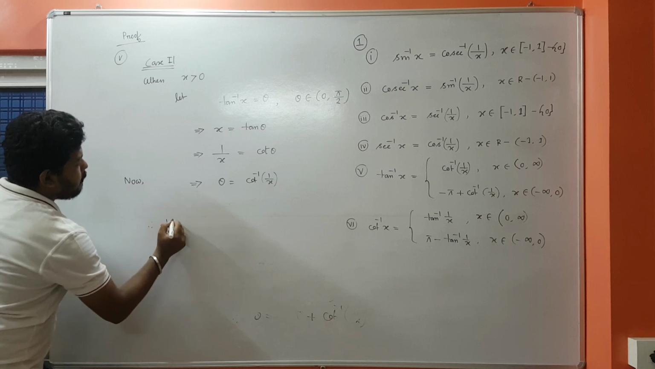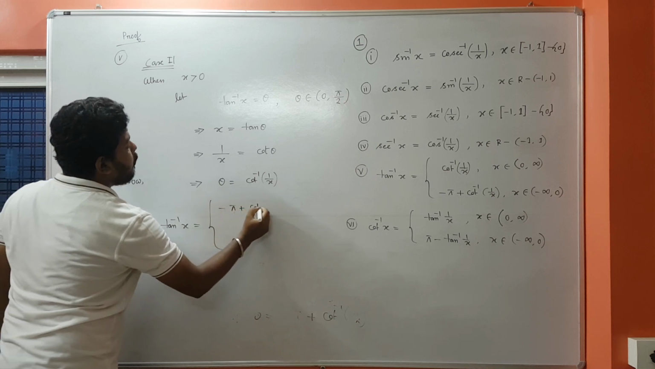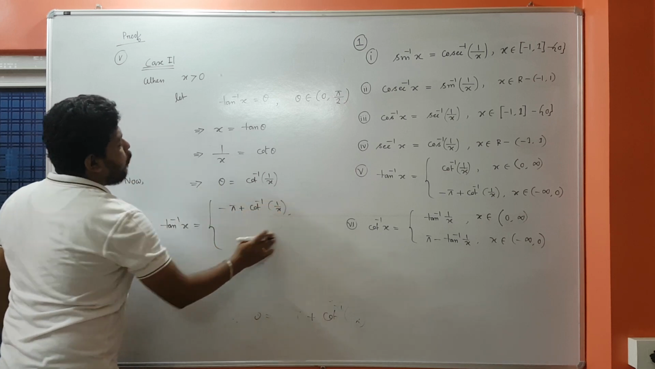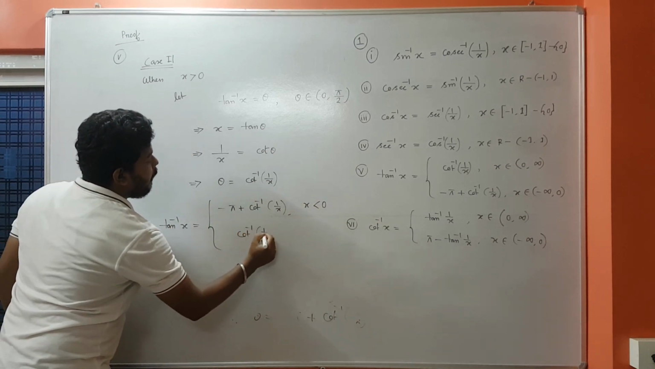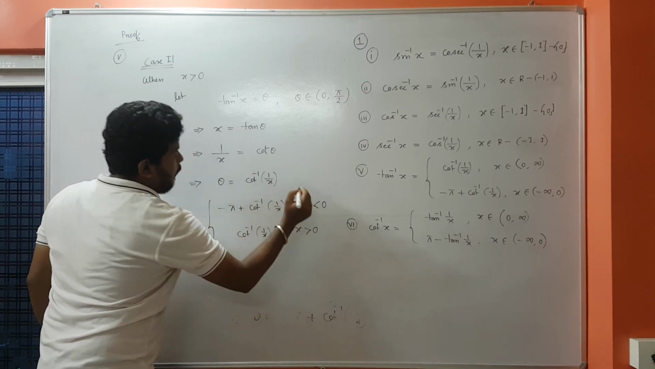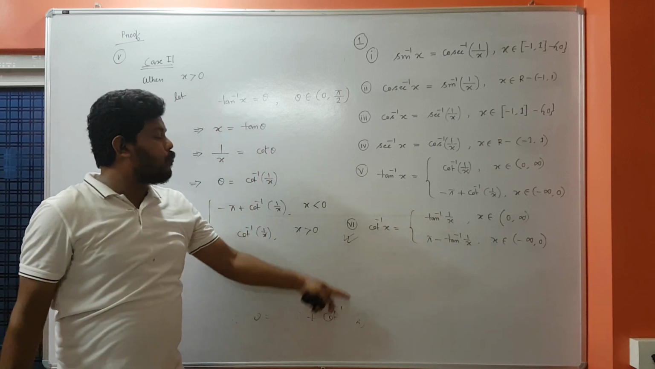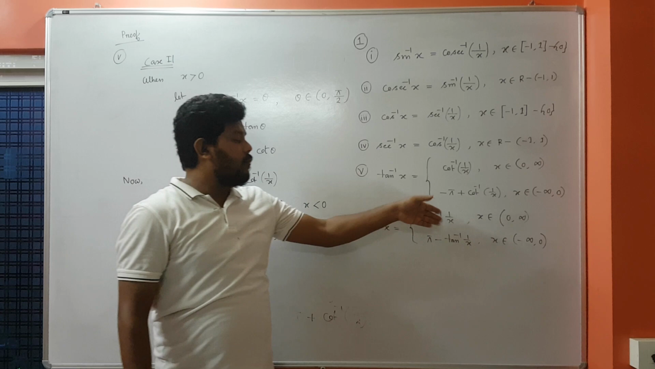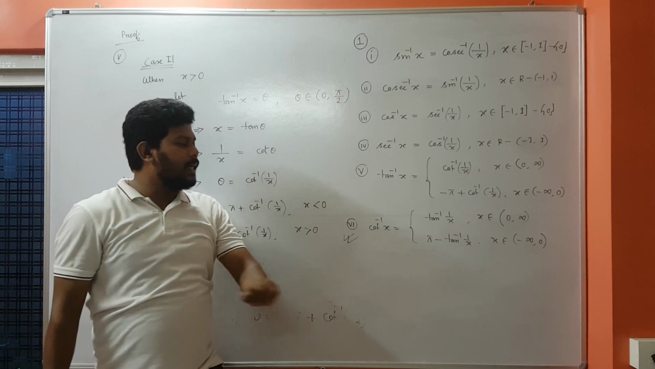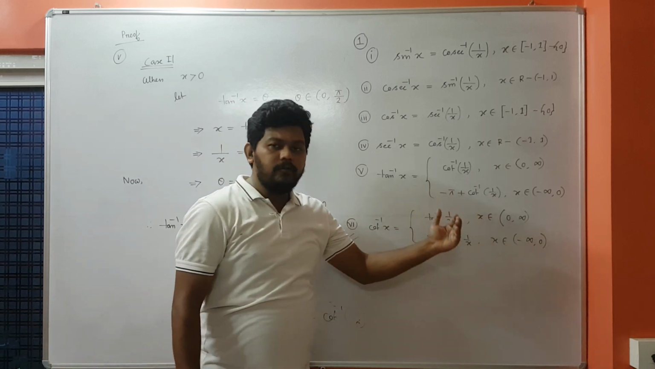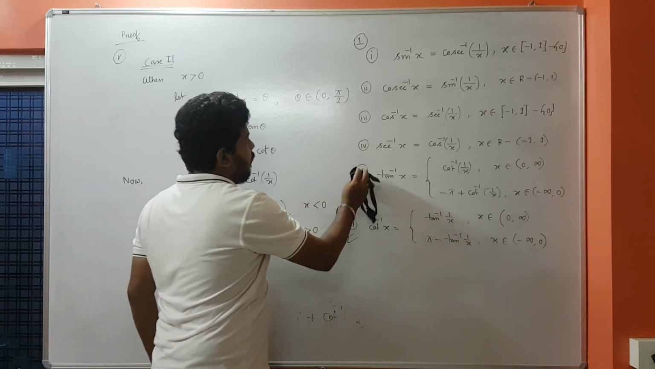We can now write tan inverse of x is equal to, it has two branches, minus pi plus cot inverse of 1 by x when x is less than 0, and cot inverse of 1 by x when x is greater than 0. Similarly, we can find the proof of cot inverse of x is equal to tan inverse of 1 by x and pi minus tan inverse of 1 by x. We will take two cases, first case for positive and second case for negative values. Let us move on to the next set of formulae.